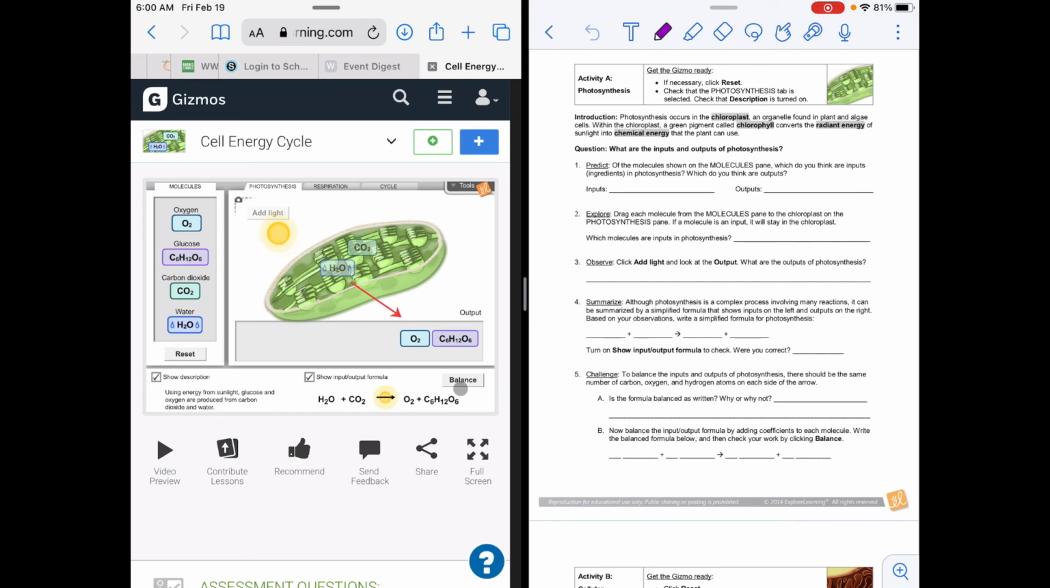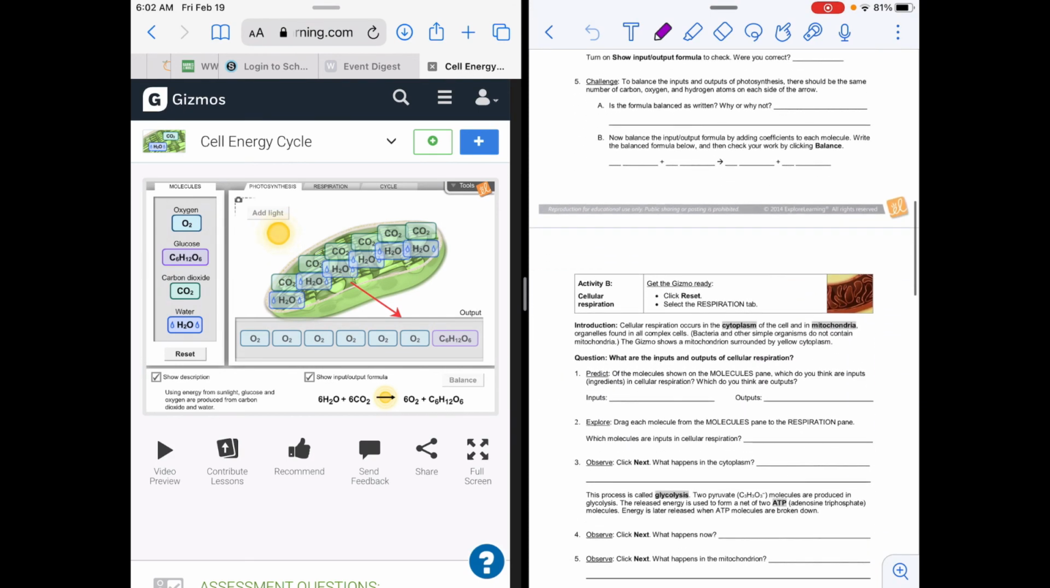Then if you want to check if you got it right, you just click balance over here in the gizmo, and it's going to balance it out for us. We've got 6 waters plus 6 carbon dioxides makes 6 oxygen and 1 glucose molecule.